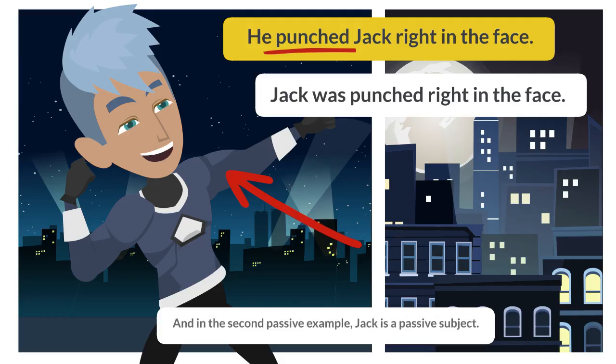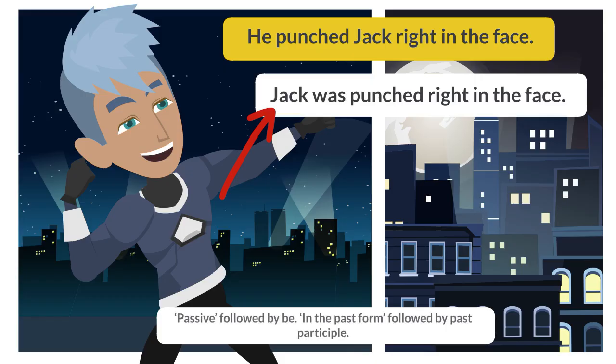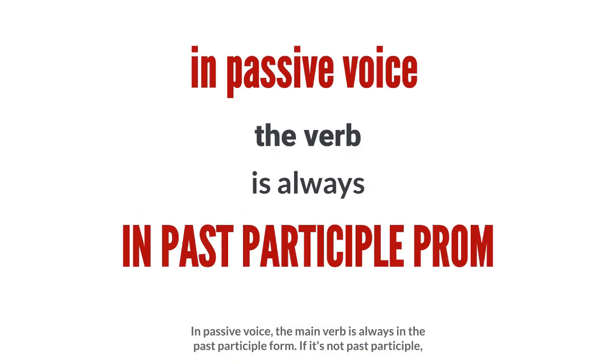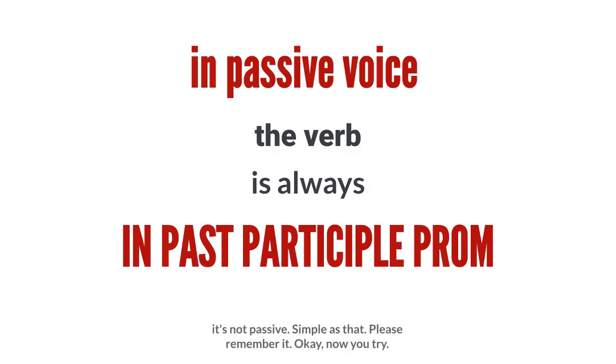And in the second passive example, Jack is a passive subject, followed by be in the past form, followed by past participle. In passive voice, the main verb is always in the past participle form. If it's not past participle, it's not passive. Simple as that. Please remember it.